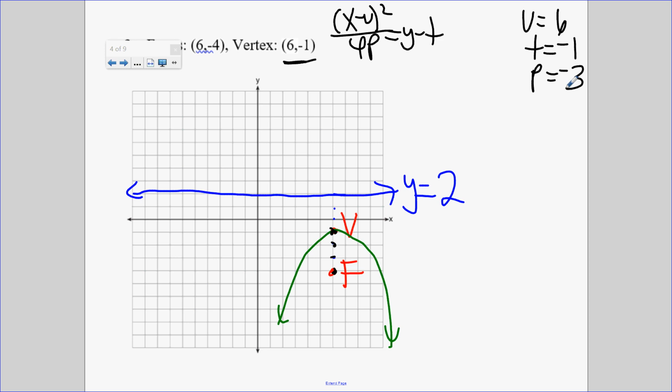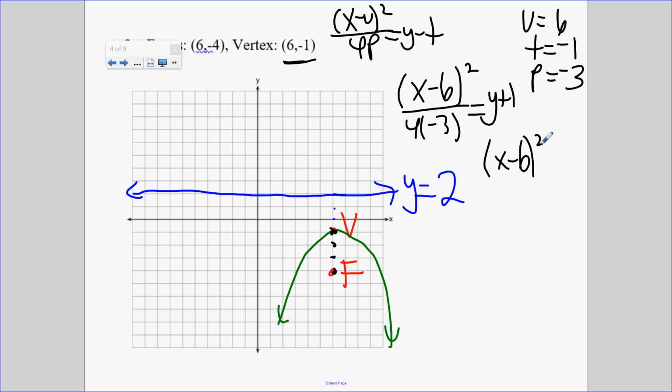All right, so we sub in. Minus in a formula means change the sign. So that 6 becomes x minus 6. P is negative 3. That negative 1 becomes y plus 1. And then the only thing I can do is the bottom left. And that's my first answer. That's my answer.